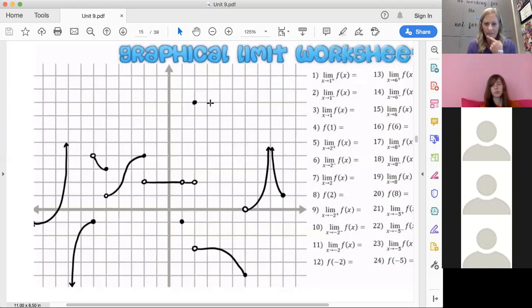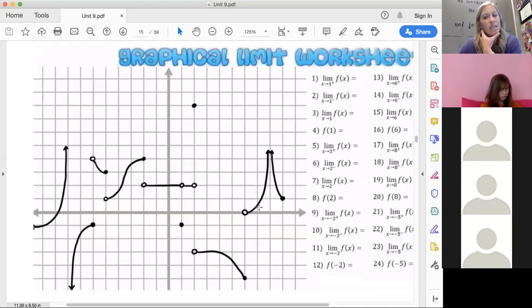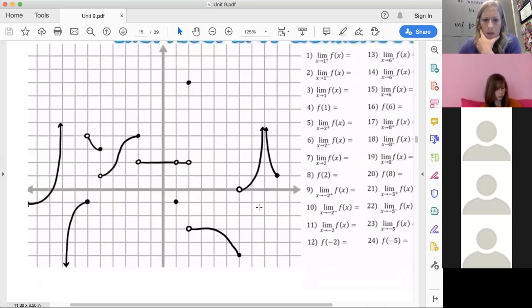Let me see if I can find a different one. Just for the sake of argument, I'm trying to find one that violates every single rule. I don't want to do all of these for you guys. That would be the same reason. Most of these are going to be limit doesn't exist, or the third condition, the f of the value does not equal the other one.